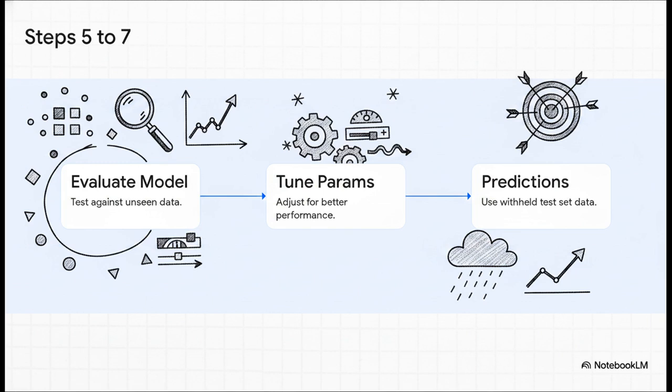And finally, step 7 is making predictions. This is the big moment. You deploy the model against your final, withheld test set data to see how it's truly going to perform out there in the real world.